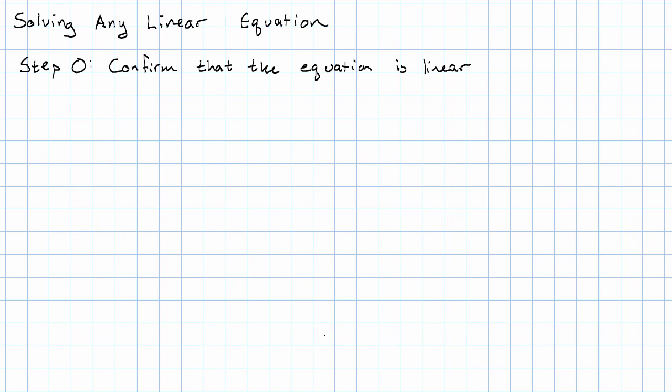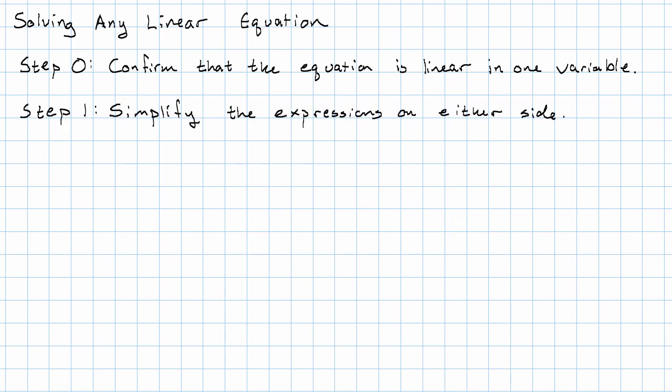Once we've confirmed that the equation is linear, we also want to confirm that the equation has only one variable. If there are 2 or more variables present, what it actually means to solve that equation becomes more complicated. So, once we've confirmed that we're in possession of a linear equation in one variable, our first step is to simplify the 2 expressions in the equation as much as possible. There are 2 kinds of simplifying steps that we might use. We can distribute to get rid of grouping symbols, or we can combine like terms.